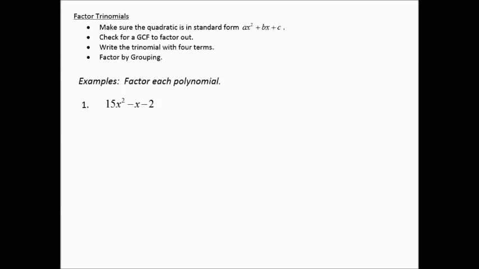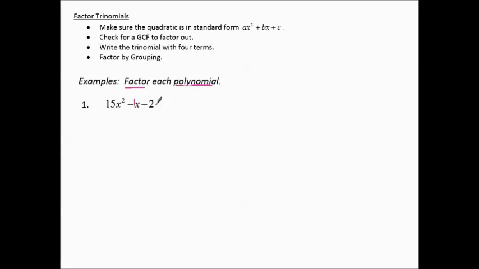So if we look at that example, we are going to factor each polynomial in these examples. So we have our steps up here as to how to factor trinomials. My first step is to make sure the quadratic is in standard form, ax squared plus bx plus c. Well, I see here I have ax squared plus bx plus c. I have this format right here, so that one's good. Check for a GCF to factor out. So I want to look at all 3 of my terms and see if there's something I can divide them by. Well, I look at 15, this is a -1 here and a -2. I can't divide those numbers by the same thing. And then I look at x squared, x, and this one does not have an x, so no GCF.